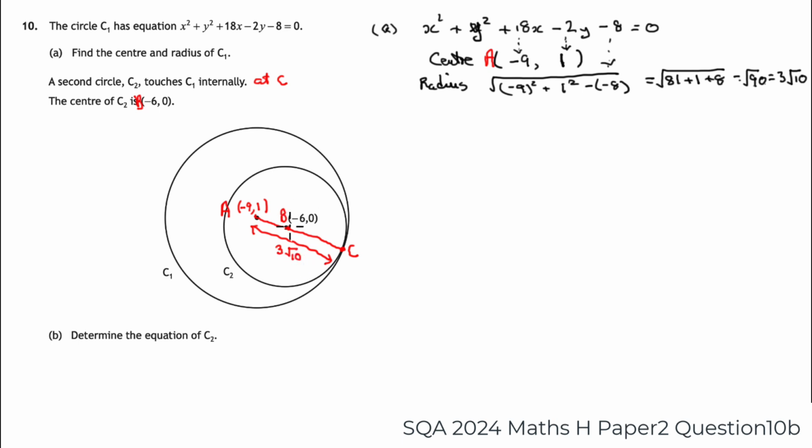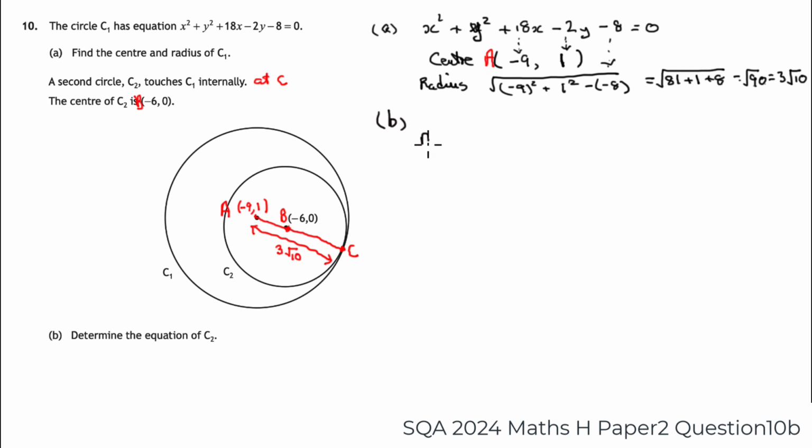Now, to find the radius of the second circle, which is centre B, we would work out the distance from B to C. And to do that, if we found the distance from A to B and subtracted that from the whole line AC, we would get the radius of circle C2. So let's do that calculation.